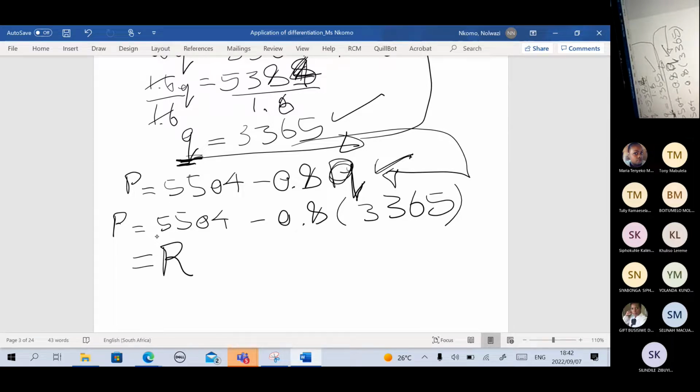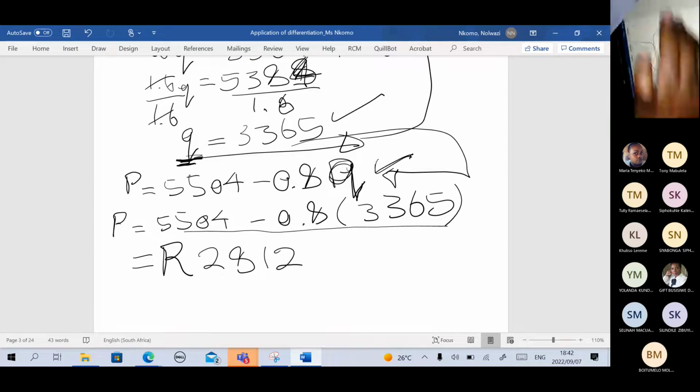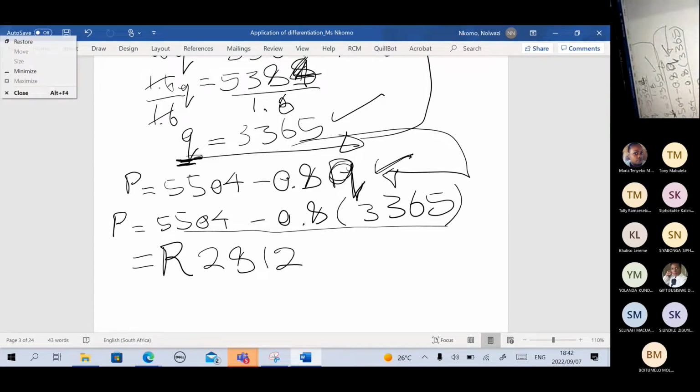Please check this one for me. We have 5504 minus 0,8 times 3365. I'm getting 2812.00. Okay. Do we all agree with this one? Yes, we do. I'm also getting the same. Okay. And this would be our final answer. This one and this one.